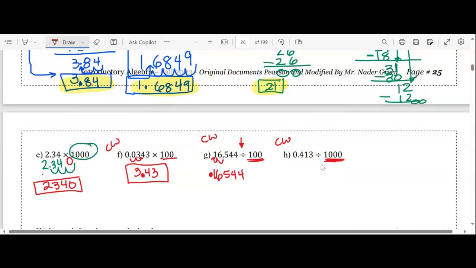Now here I multiply or divide? Does the number get bigger or smaller? Go left or right? Left. How many? 3. So let's count. 1, 2, 3. So how many zeros? 2. So it is 0.000413, because I already have 0 before. Clear?